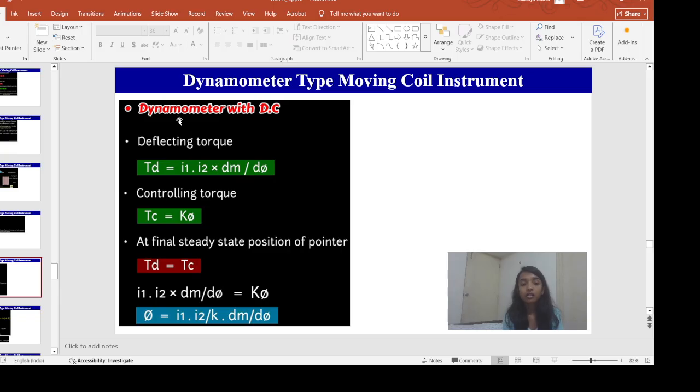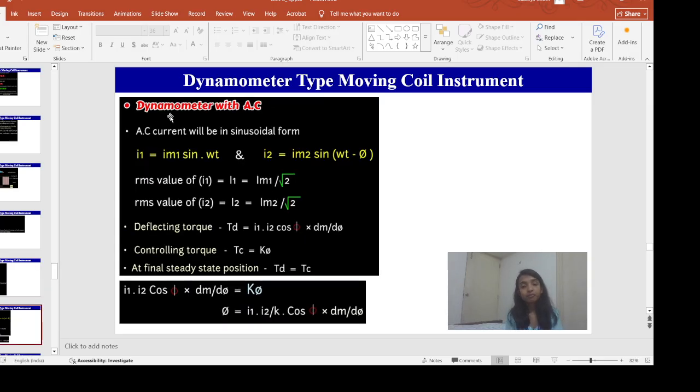Now, for the dynamometer with DC, the deflecting torque will be I1 I2 into dM/dphi, and the controlling torque is K phi. We know at steady state Td equals Tc. So just equating these two expressions, we get phi equals I1 I2 by K into dM/dphi.